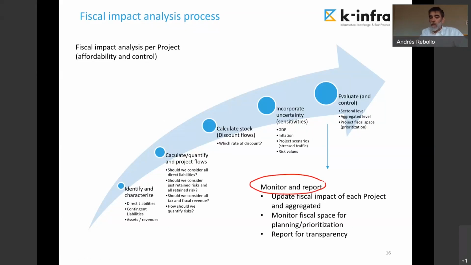Okay, so we need to update the fiscal impact assessment every year for each particular project. That will be aggregated into the register, into the assessment of the overall exposure, monitoring the fiscal space for the process of planning or prioritizing different projects. And also we need to report for transparency purposes. Okay, basically that is it.